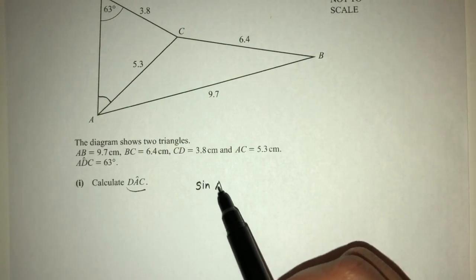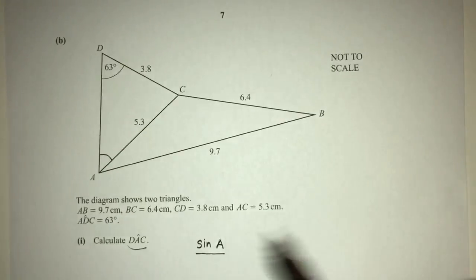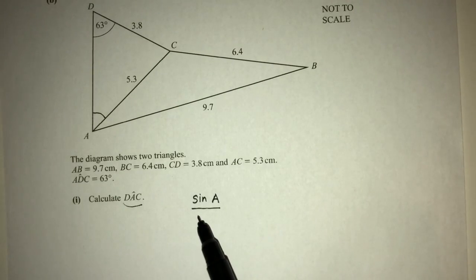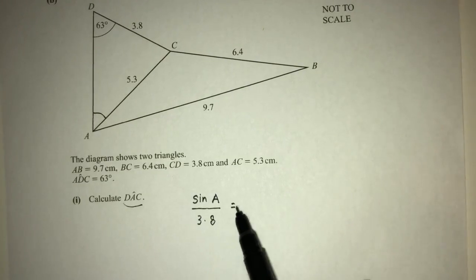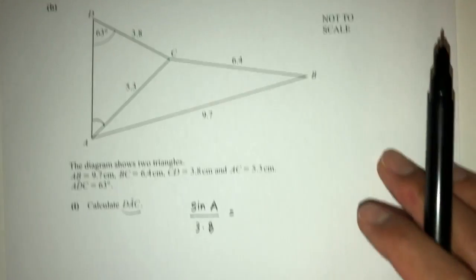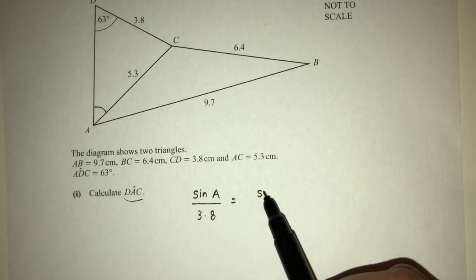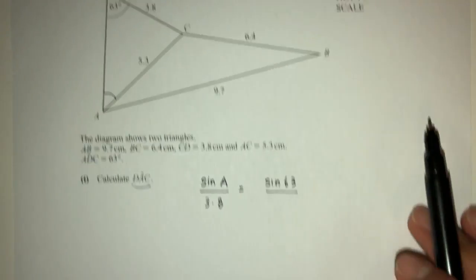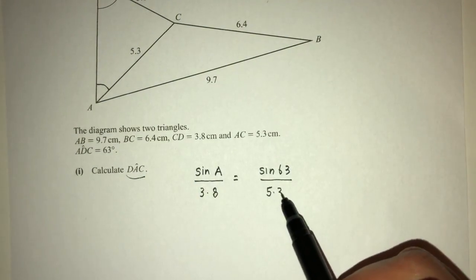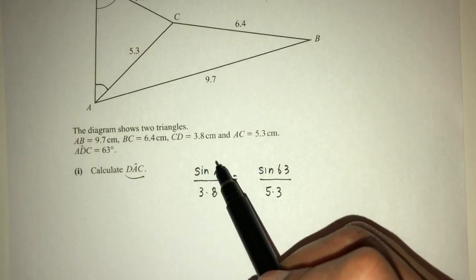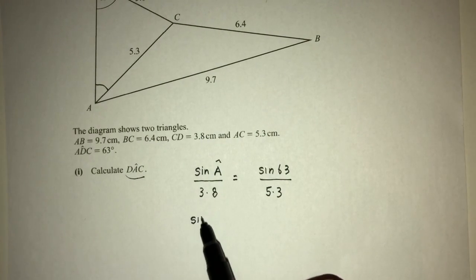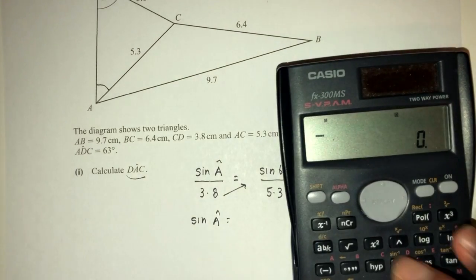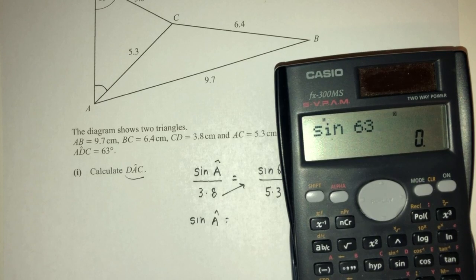sine of the angle A over the opposite side, which will be 3.8. So this is a formula you have to know for your exams. And here we have sine of this angle, which is 63, and the opposite side will be 5.3. So write down 5.3. So basically we have to solve for the angle A. So sine of A will be what? Take this, multiply here, you will have sine of 63 multiplied by 3.8.